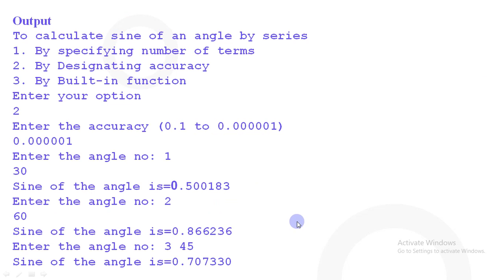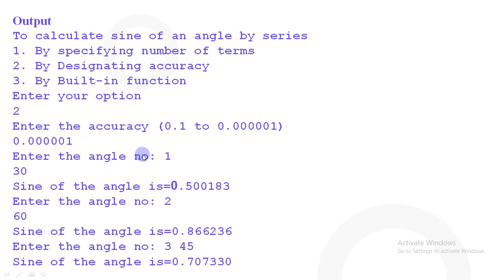Now we have just printed the screenshot of the output. Okay, this is a menu driven program. Anyway, you have chosen designating the accuracy. I requested my respected viewers to build a program which is menu driven. Okay, enter your option, that is 2, by designating the accuracy. Enter the accuracy level. User has given 0.00001, that is 1 into 10 to the power of minus 6.